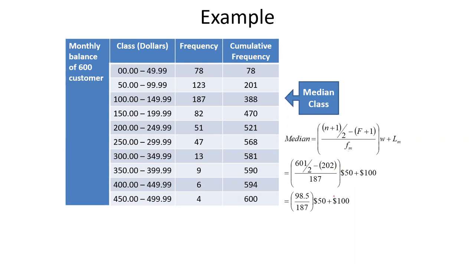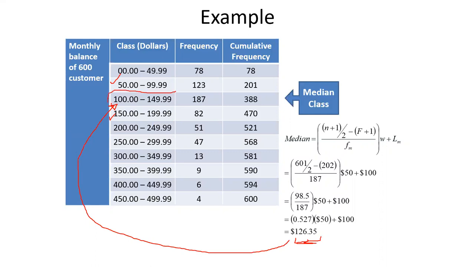Okay. So at the end, when we got the final answer, that is $126.35. And now you can see, is this in the median class or not? It has to be in the median class. If you made a mistake and you get your answer in some other class, in this class or in this class, it means you did it wrong. We decided that our median has to be in this class. So your answer will lie in this class. It has to be between 100 and 149.